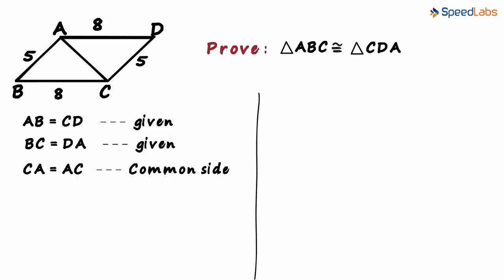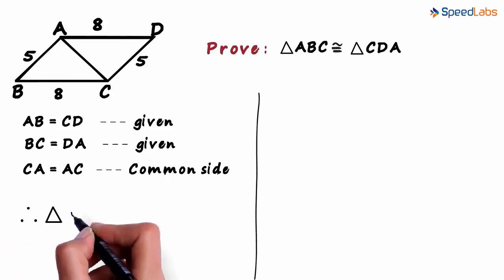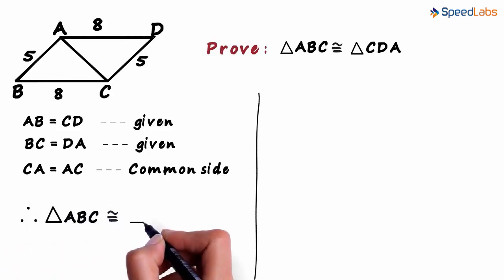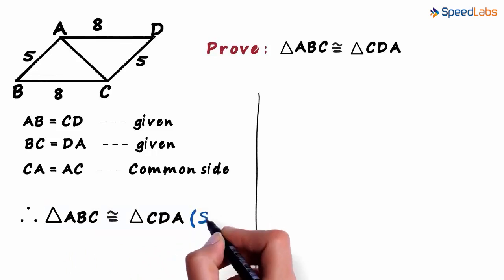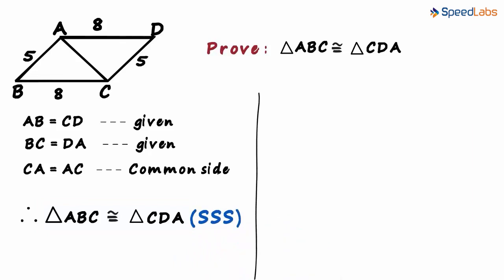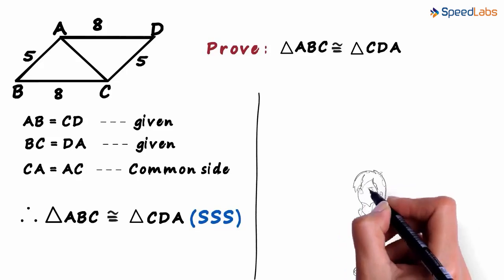Since three sides of one triangle are equal to the three sides of the other triangle, we can say that triangle ABC is congruent to triangle CDA. And how did we get this? Yes, we used the SSS condition. Now here's something interesting. In this problem, we were not given two separate triangles. We kind of had to visualize the corresponding sides.